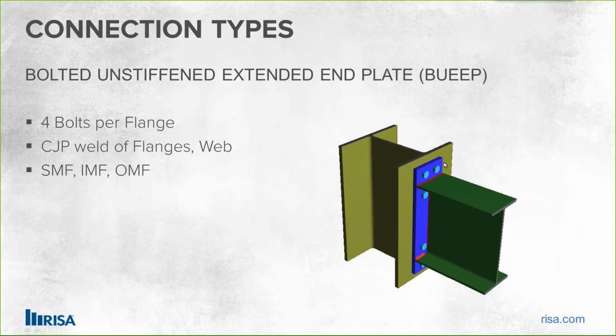And in this case, for the unstiffened variant of this connection, you would have 4 bolts per flange, and the beam is just going to be CJP welded directly onto that end plate.